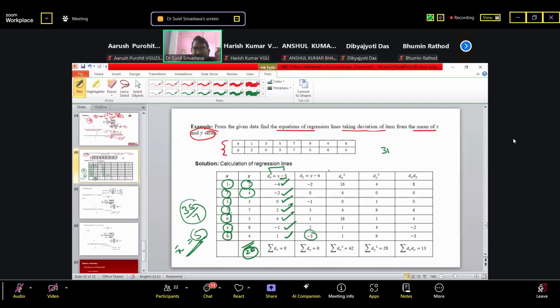Then we have to take the squares, dx square, dy square, and dx dy. We have to find the values of this series and take the sum of all this data.